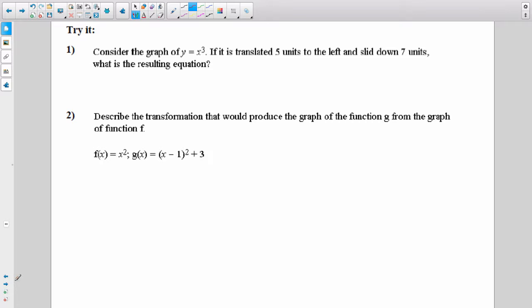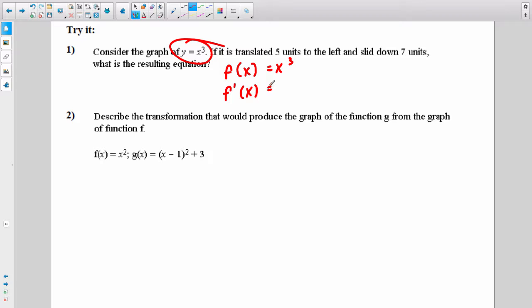Now, if someone verbally says, or in a word problem says, hey, listen, I've got this graph of x cubed. I want to go 5 to the left and down 7. What would it look like? Okay, well, that's easy for us now. Because if f of x is x cubed, our friend g of x would have to be this.